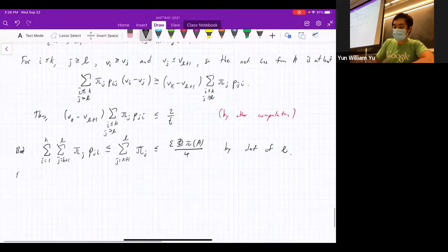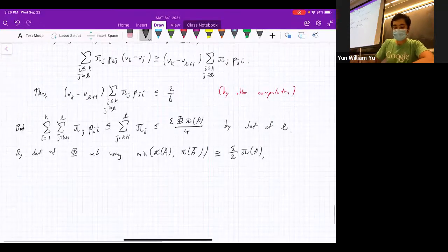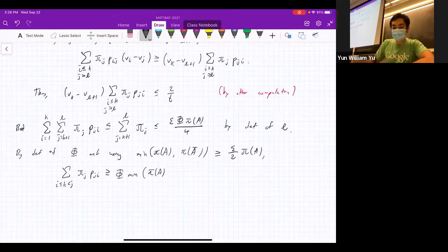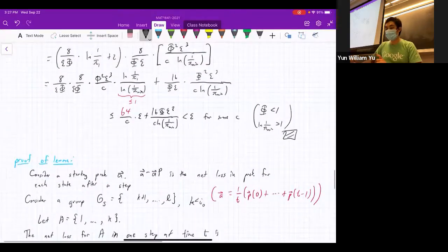Okay, and now we know by the definition of phi and using the fact that the minimum of pi of a and pi of a bar is greater than or equal to epsilon over 2 pi of a, we know that the sum for i less than or equal to k less than j, pi j p j i is greater than or equal to phi times the minimum of pi of a and pi of a bar, which is greater than or equal to epsilon phi over gamma k over 2. Here note that we've made use of our definitions of conductance.